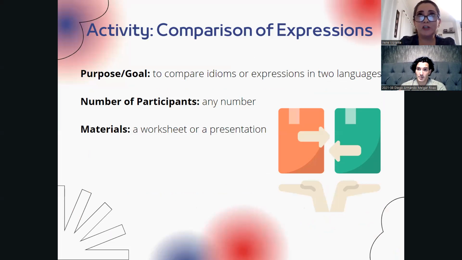For the translation as a tool to teach English, we chose an activity that compares expressions in English and Spanish, and we chose to compare idioms in both languages. And this activity can be used with any number of students, and the materials are very easy, a worksheet or a presentation like this one. So let's begin.